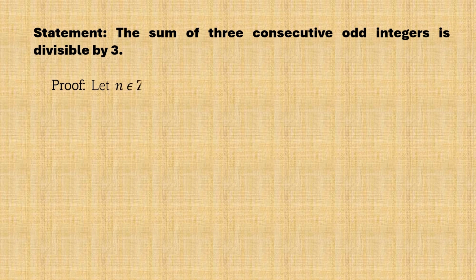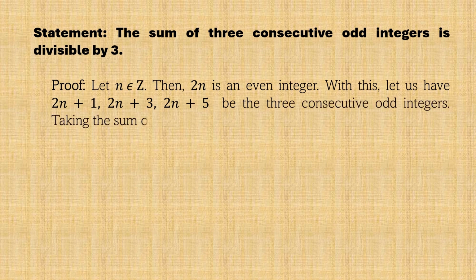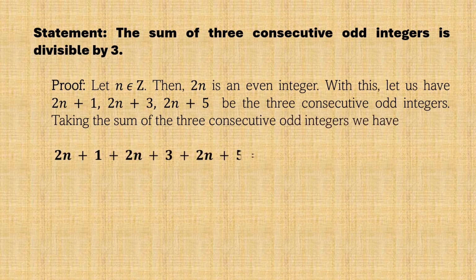Proof: let n be an element of the set of integers Z. Then, 2n is an even integer. With this, let us have 2n plus 1, 2n plus 3, 2n plus 5 be the three consecutive odd integers.